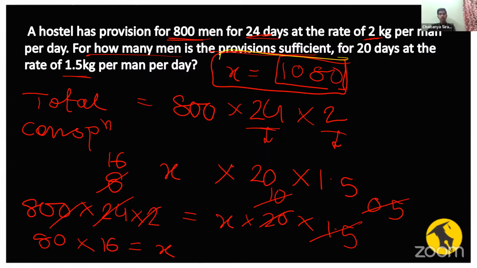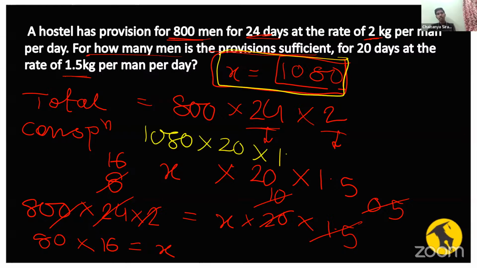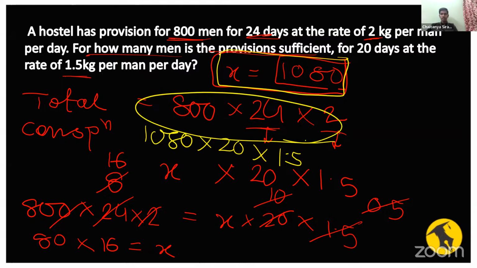You can cross verify by multiplying it once again. If you do 1080 into 20 into 1.5, you will get the same as this. Fairly easy question. This was again related to that relationship MDH equal to MDH. Just here, instead of number of hours per day, it was food per day. It doesn't matter. The logic remains the same.